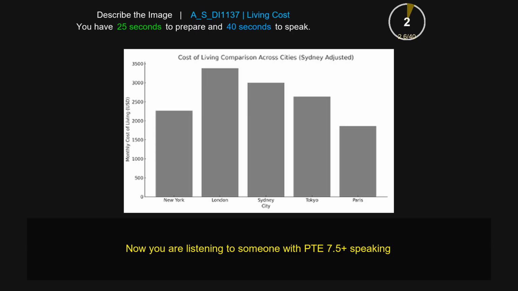The given picture provides information about living cost. From the picture, it is obvious that cost of living comparison across cities, Sydney adjusted, is the subtopic of the picture. In the picture, on the x-axis there are cities such as New York, London, Sydney, Tokyo, Paris, while on the y-axis there is monthly cost of living in USD from 500 to 3,500. From the picture, it is obvious that London is at maximum, which is 3,500, while New York is at minimum, which is less than $2,500. In conclusion, the picture provides information about living cost.